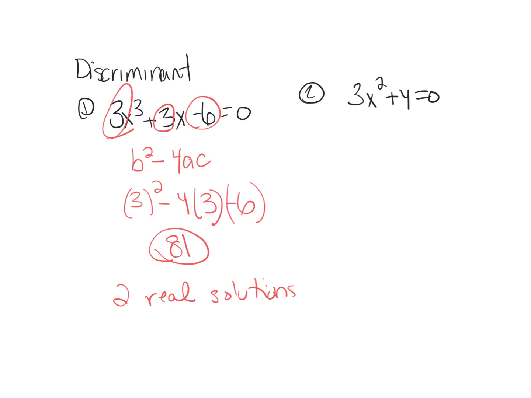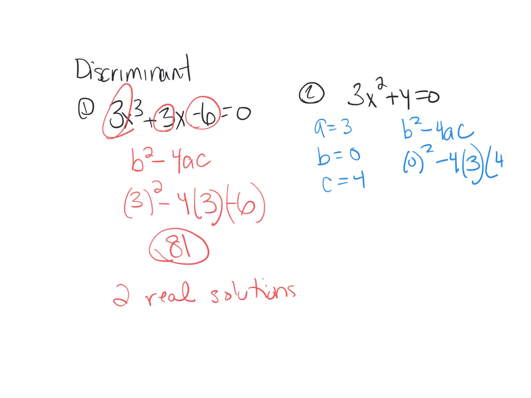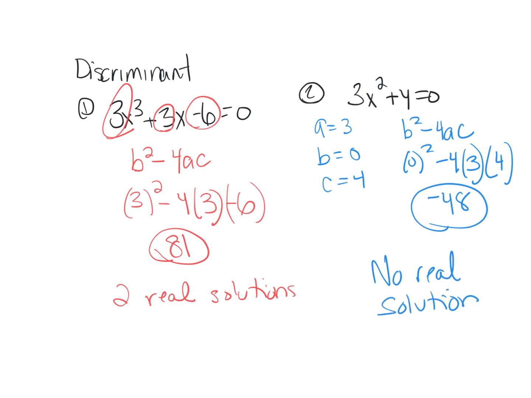If I'm looking for the discriminant here, my a is 3, my b is 0, the constant is 4. So I've got to make sure that I understand the a, b, and c correctly. And now when I go to do the discriminant, b squared minus 4 times a times c, I'm going to have 0 squared minus 4 times a is 3 times c, which is 4. And what's going to happen is that's going to give us a negative 48. A negative discriminant tells us that there is no real solution to this quadratic function.